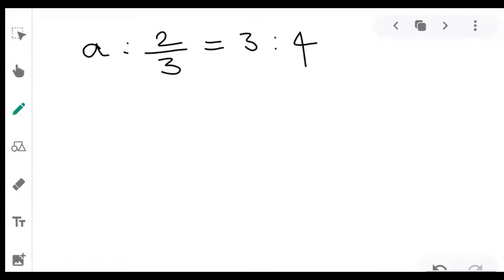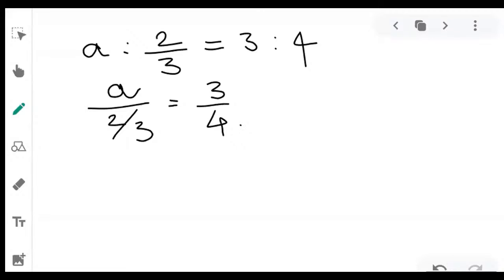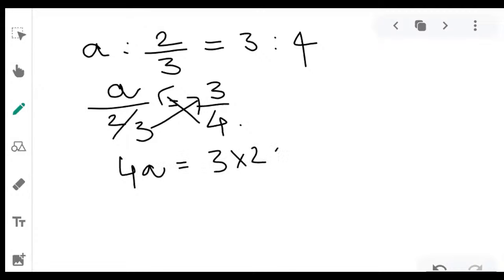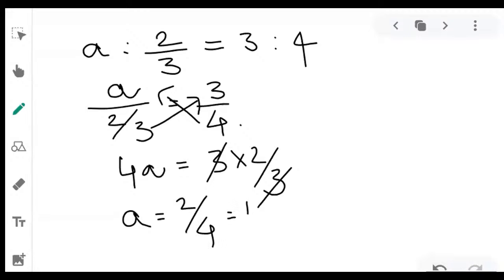Yes, Mamta, what is the value of A? A is equal to 1 by 2, ma'am. So what do you do first? A by 2 by 3 is equal to 3 by 4, right? We are cross multiplying. 4A is equal to 3 into 2 by 3. So A is equal to 2 by 4, that is equal to 1 by 2. This makes sense? Yes, ma'am.